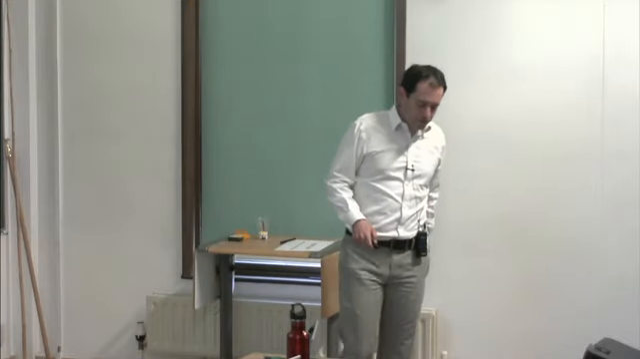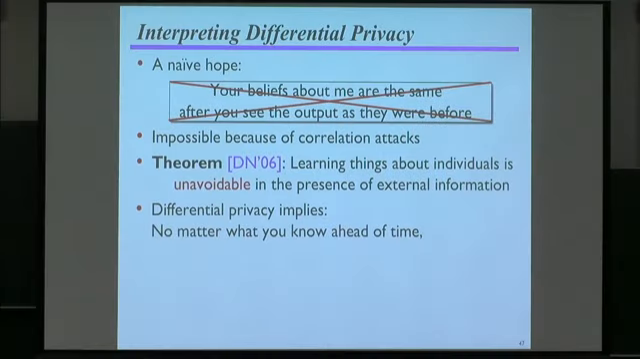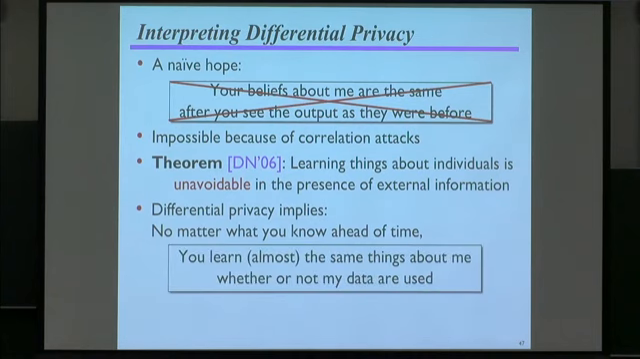But what differential privacy guarantees is something weaker, but I think as strong as one could hope for in this type of guarantee. It says no matter what you know ahead of time about me, you'll learn almost the same things about me whether or not my data are used. Okay? So it's not that you learn nothing about me. It's just whatever you learn about me is not because my data were in the data set. You learn about me because of some other thing going on that you're learning, some more global feature that you're learning about. Okay?